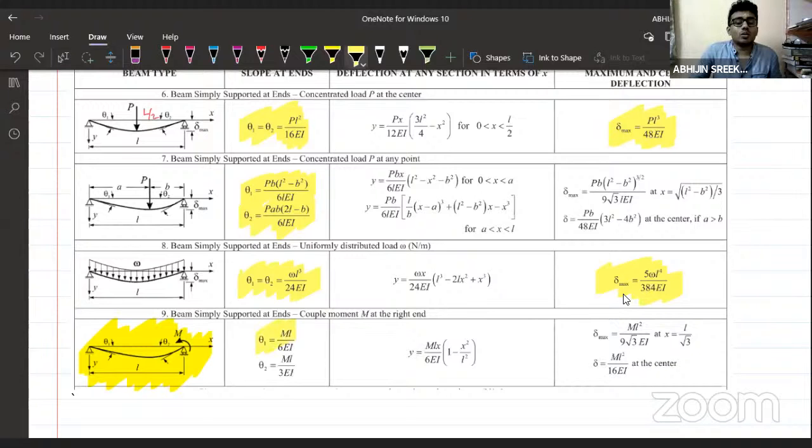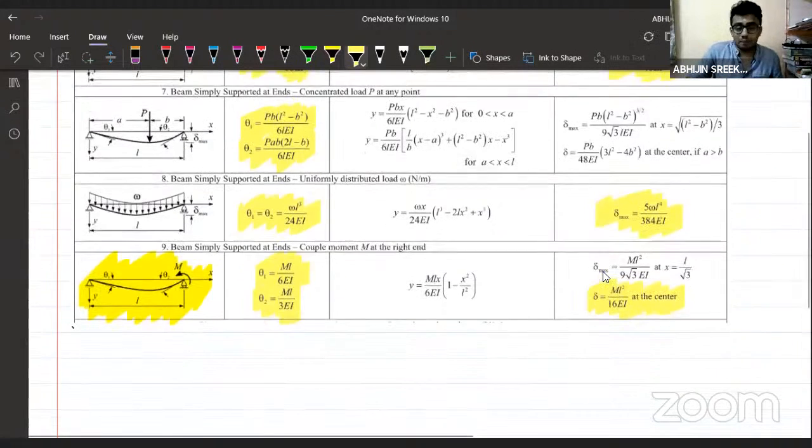So we are having theta 1 here, that will be equal to ml by 6EI. Theta 1, that is at the far end, rotation will be equal to ml by 6EI. Theta 2, which is the near end where the moment is applied, the rotation is ml divided by 3EI. No need to remember this, but remember this delta, that is the deflection at the center of the beam, will be equal to ml square divided by 16EI. So remember all these results, which are important for us.